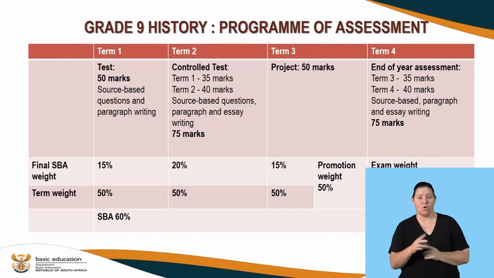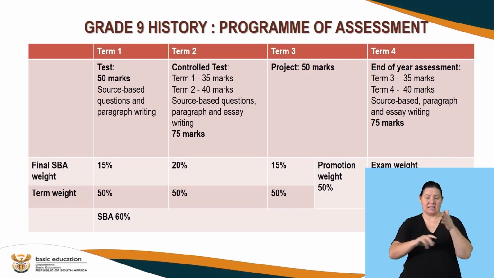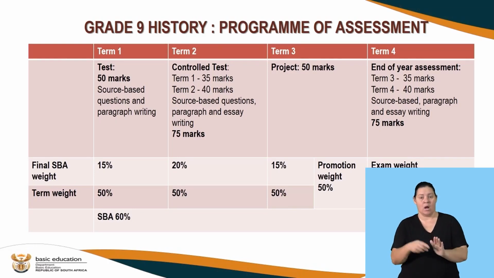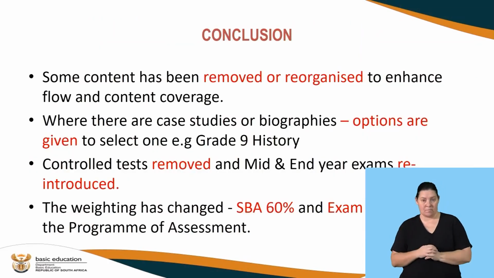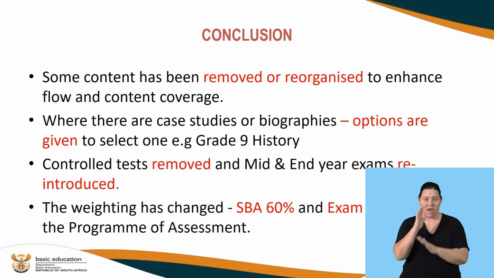You will have your term 2 with 75 marks and your term 4 with 75 marks again. In terms of the type of questions, you'll still have your source-based, your paragraph writing, and your essay writing, exactly as it is indicated in the program of assessment for term 2 and term 4. Then, to emphasize what has been indicated earlier, when you look at your annual teaching plan, you'll find that some of the content has been removed and some reorganized to enhance the flow and coverage. In terms of case studies and biographies, options will be given for teachers to select at least one. For example, in history grade 9, one will have to choose a biography, whether of Helen Joseph and so on.